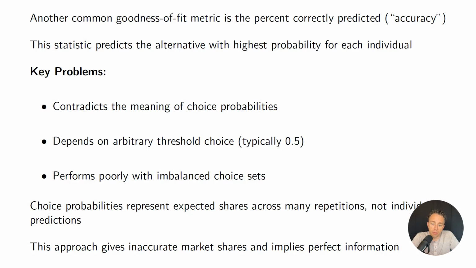So as I mentioned before, the choice probabilities are expected shares across multiple repetitions, not individual predictions. And this is going to give inaccurate market shares, and it implies perfect information.